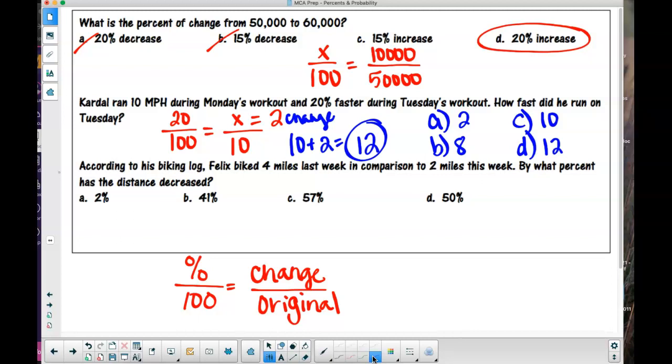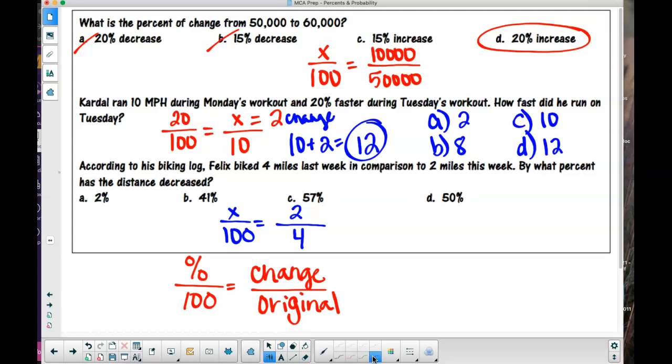Okay, last one here. According to his biking log, Felix biked 4 miles last week in comparison to 2 miles this week. By what percent has the distance decreased? Do we know the percent? No, so x over 100. What was the original amount of miles he biked? What did he start at? Savannah? 4. And how much did it change? He went 4 miles last week, 2 miles this week. How much did it change? Changed by 2.